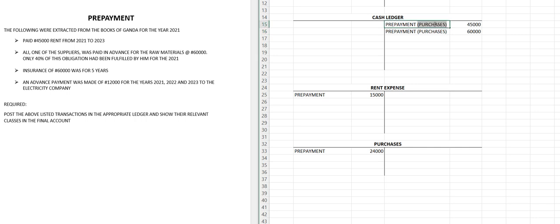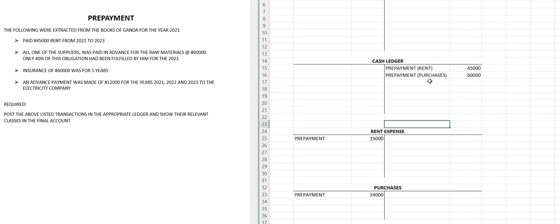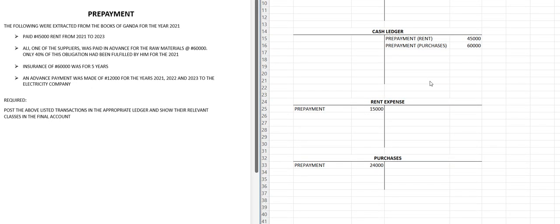This is for rent. All right, so we have it this way. What is next? The next question is saying that insurance of 60,000 naira was for 5 years. Insurance was paid for 5 years.